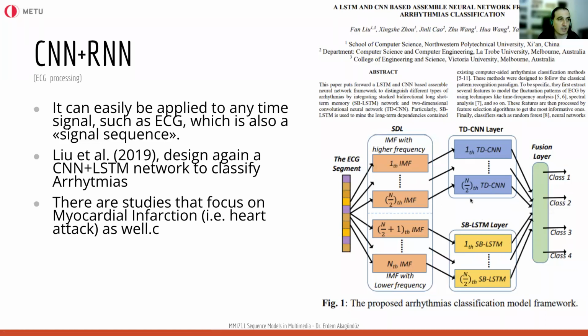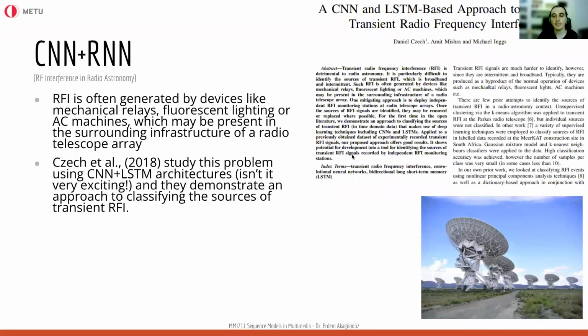Why have they chosen an architecture like this over a CNN plus RNN architecture? Well, I recommend you read the paper. They must have a reason for that. Again, another engineering problem which has a signal sequence nature, which is classifying transient radio frequency interference.